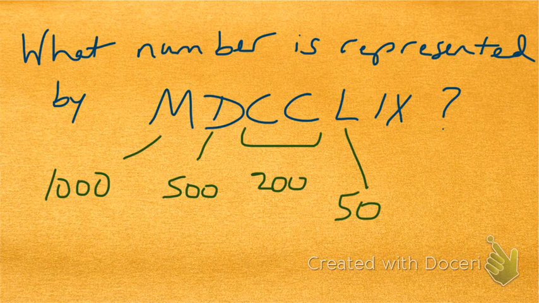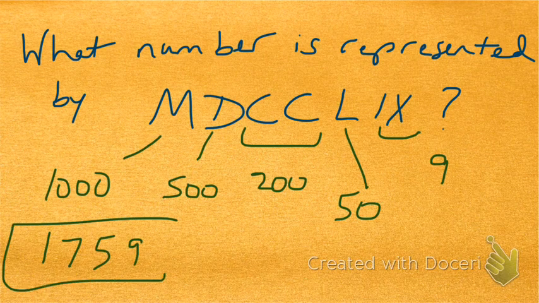Followed by something smaller, an L, for 50. But now notice that we've got IX, not the same as XI. XI would mean 10 and 1 added to make 11. But IX means 1 taken away from 10, so that is 9. Since that smaller character is to the left, we know to subtract. Putting this together, that's 1,000, 500 and 200 is 759.